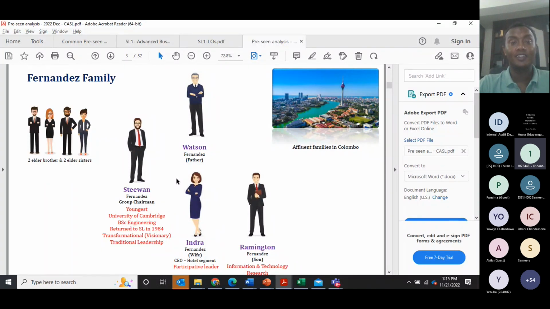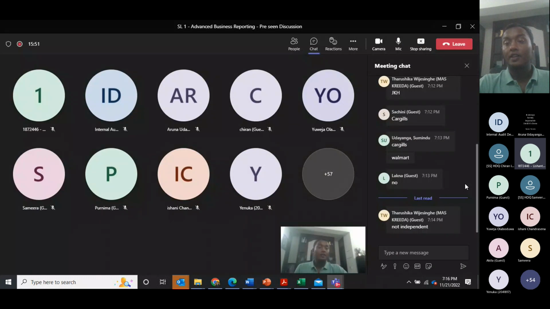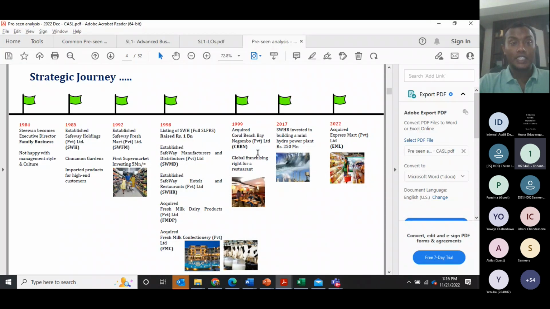And then another key character is the friend. I think it is not covered in this slide. There's a friend, a very close friend, that he trusts closely. And who is that friend and what business he's leading, I'm sure you know now. So if you look at the... yeah, so not independent, yes. We will discuss those points.